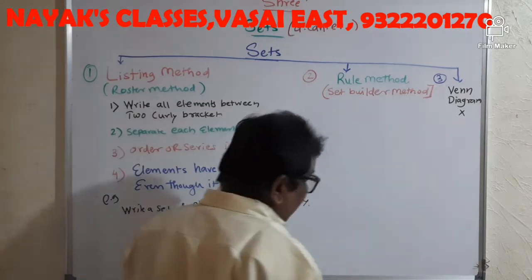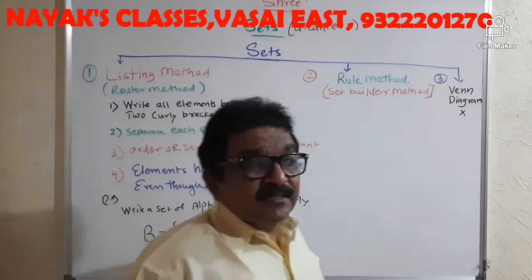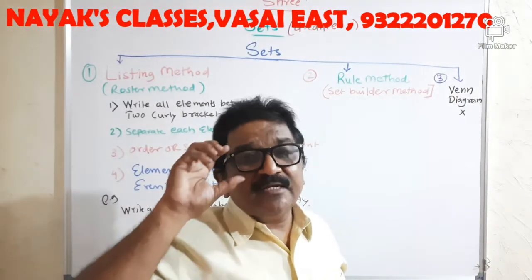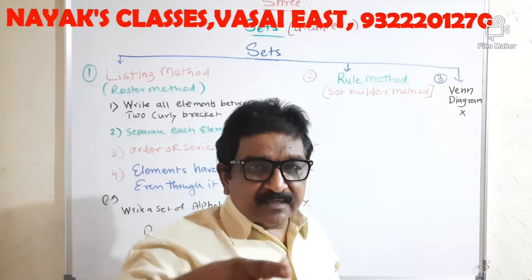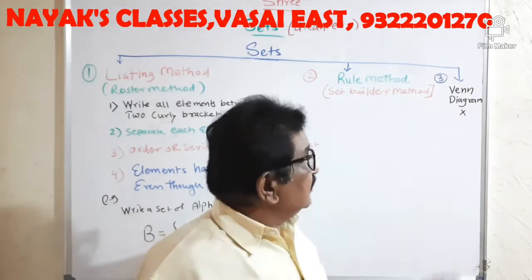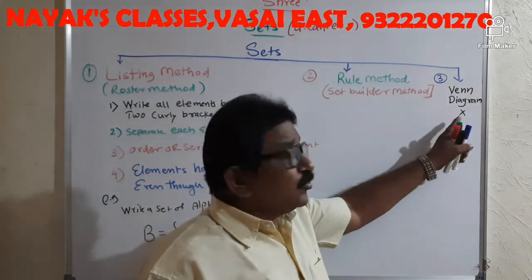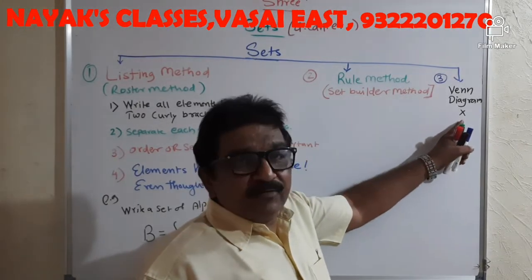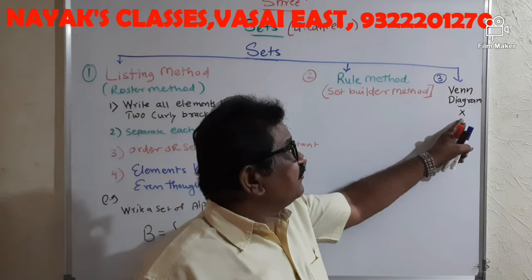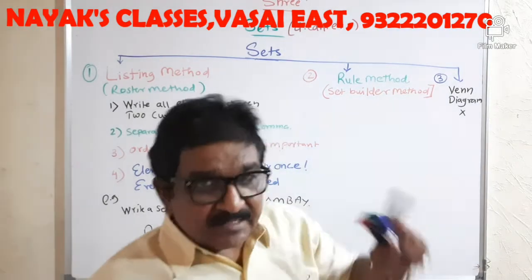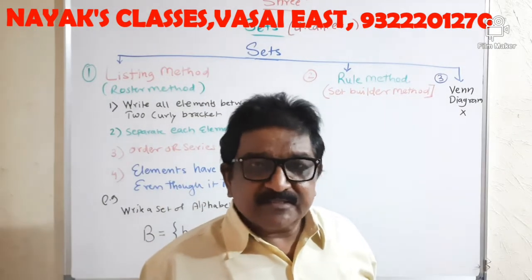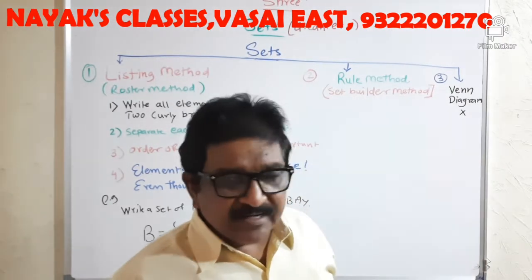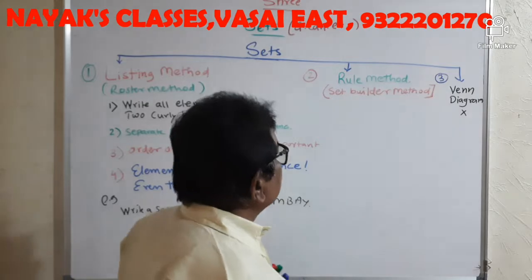And third is the Venn diagram. It is a diagrammatic representation. Diagrammatic means using squares, rectangles and circles for the set. At present I am not explaining the Venn diagram. When the time comes in the examples, I will explain the Venn diagram method.